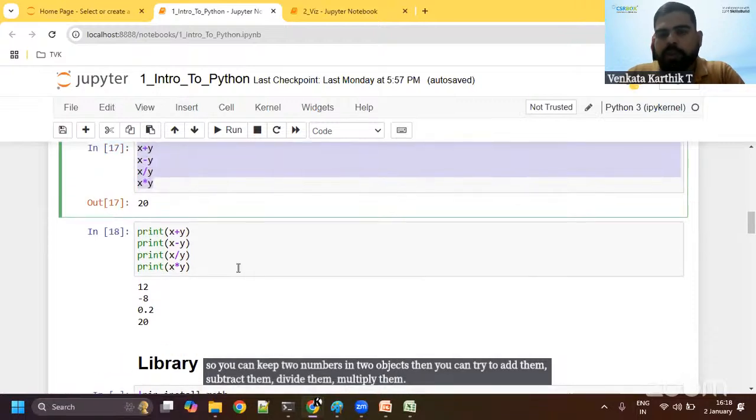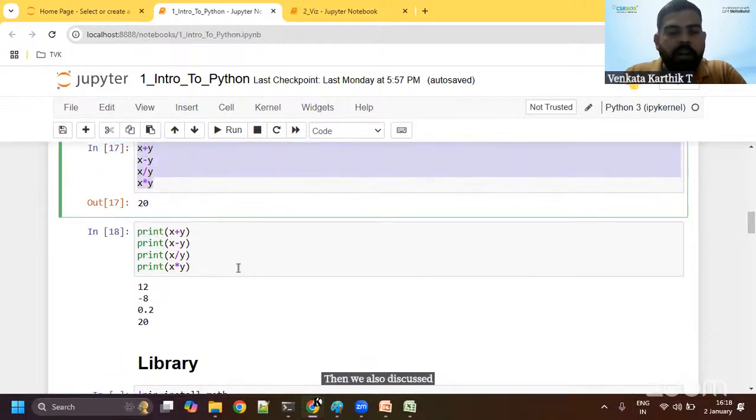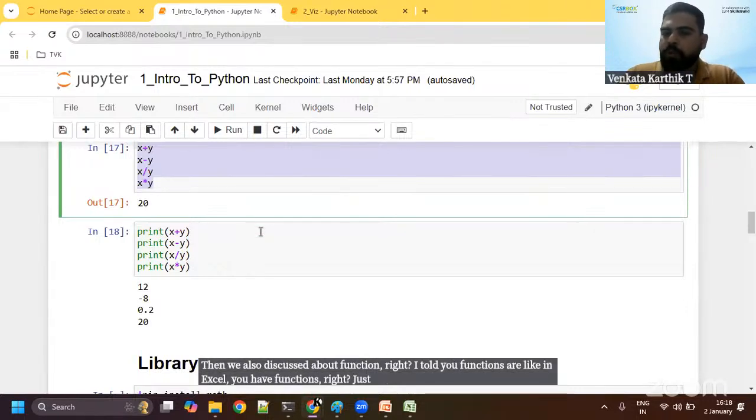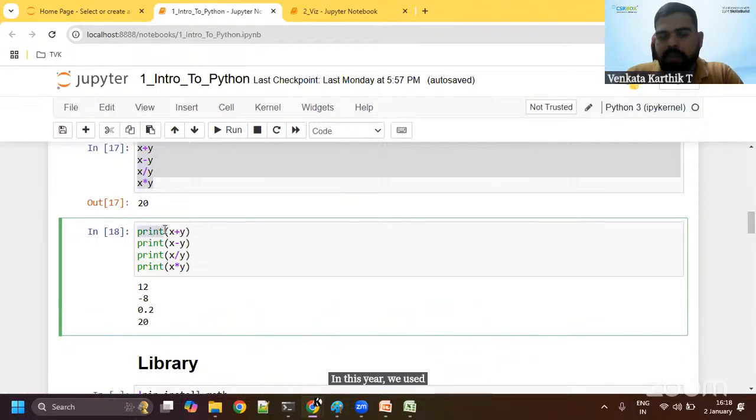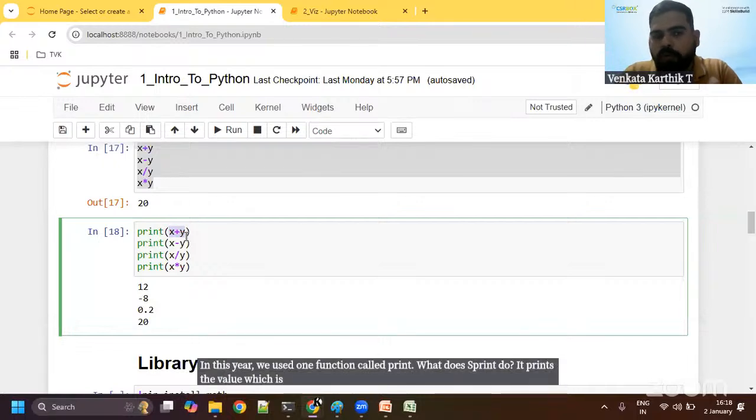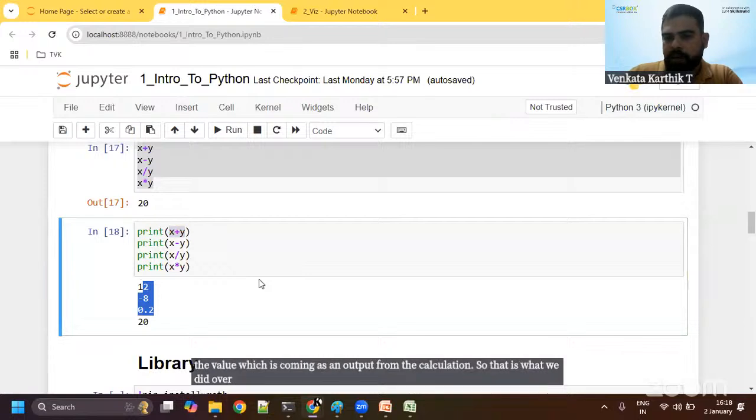Then we also discussed about function, right? I told you functions are like in Excel, you have functions, right? Just like that in Python also you have functions. In this, we used one function called print. What does print do? It prints the value which is coming as an output from the calculation. So that is what we did over here. We were able to print it.